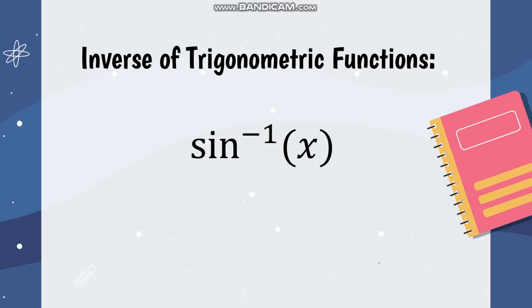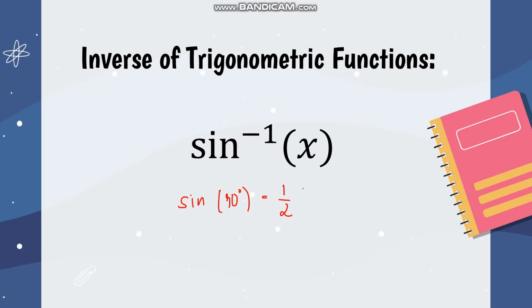So now let's discuss the inverse of trigonometric functions. Before, we were solving for the trigonometric value of a specific angle. So let's say we want to solve for sine of 30 degrees. We have to use the trigonometric points and identify what will be the value. So this will be 1/2.